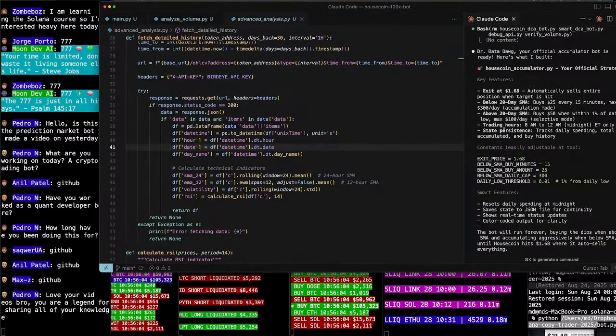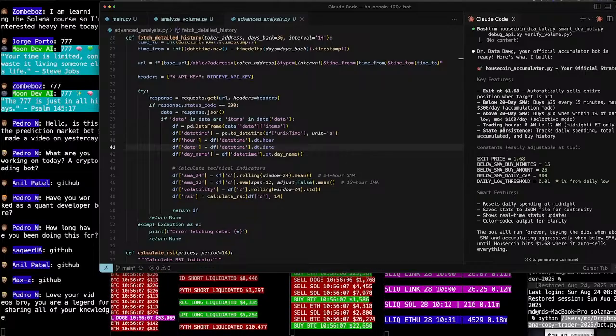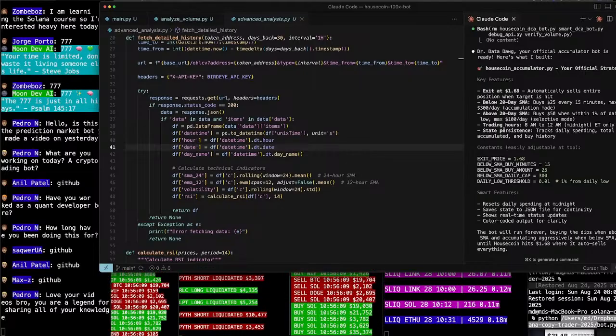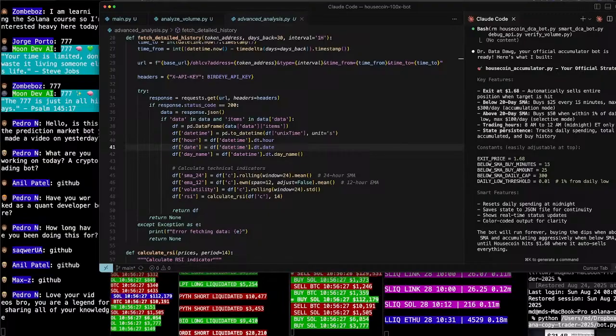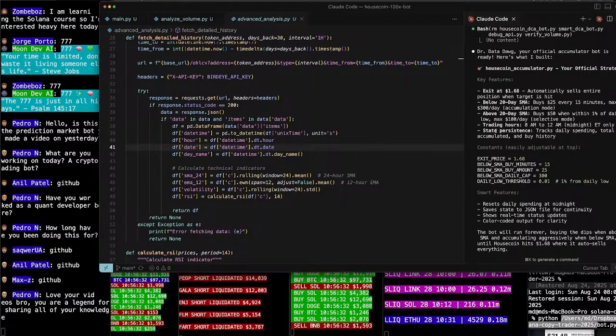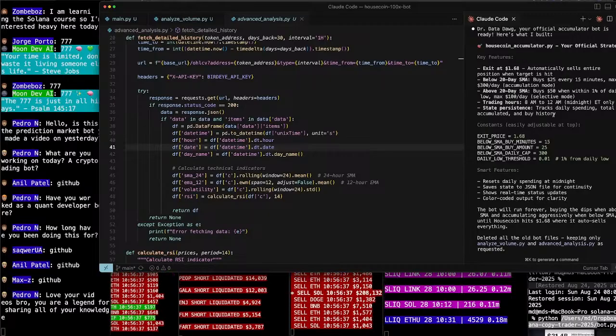I'm accumulating. Buys $25 every 15 minutes, max 300 a day. Buys 50 when within 1% of daily low, max 100 a day. Above the SMA, buys 50 when within 100, max 100 a day. Trading hours 8 a.m. to 12 p.m. ET. State persistence tracks daily spending and total accumulated.